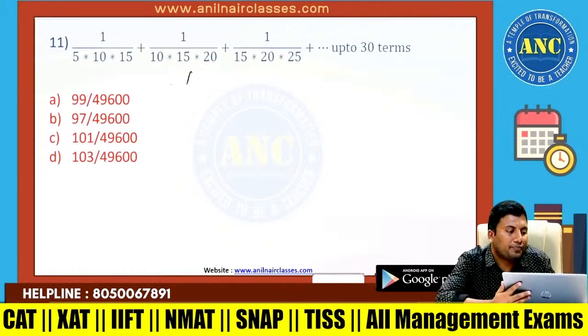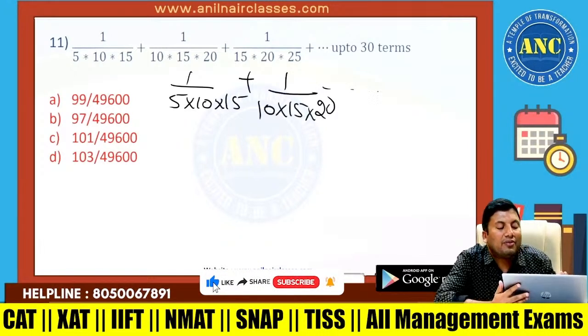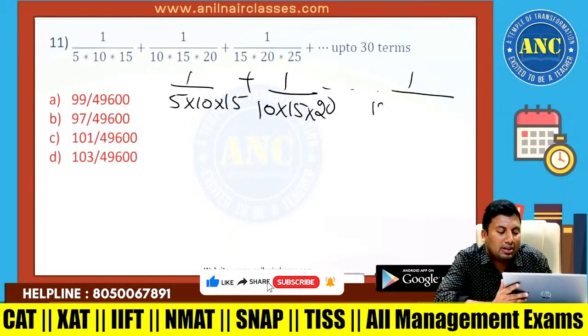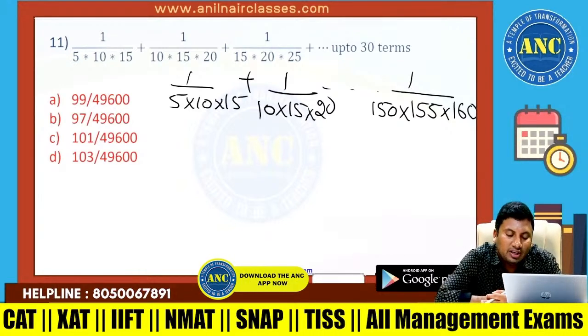1 by 5 into 10 into 15. Second one, 1 by 10 into 15 into 20. 5 ones are, 5 twos are. 1 by 30. 150 into 155 into 160. I hope it is clear. 1 by 150 into 155 into 160.